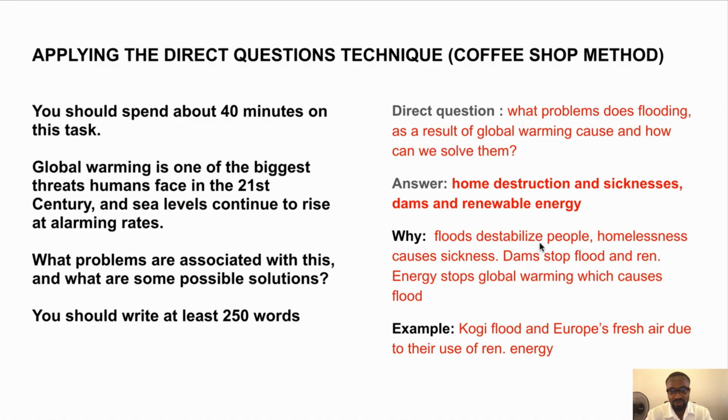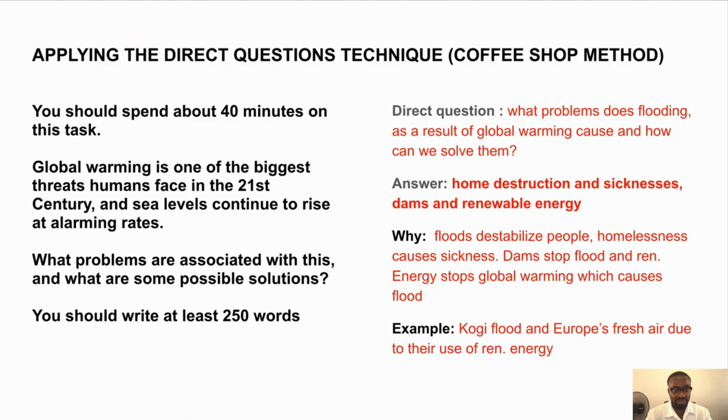So an example of the problem is flood in Kogi State. I give that as an example. Remember, in the previous essays, there were some examples I fabricated, but this is an actual example. So I'm giving you a variety of how you can structure your essays. And then Europe's fresh air due to their use of renewable energy. This is an example of how the use of renewable energy is a solution to the flooding issue. So we'll expand all of this in the main body paragraphs of the essay.